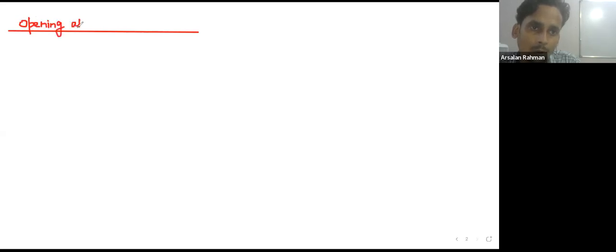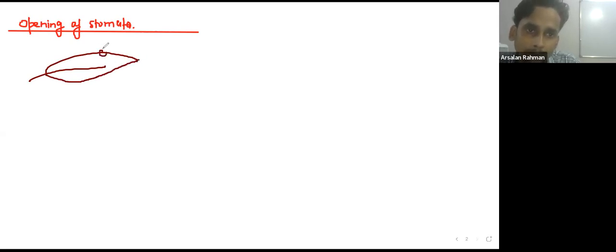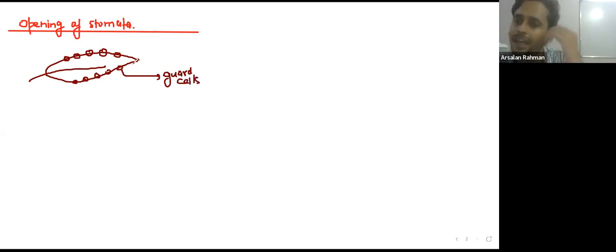Opening of stomata. We first try to understand how stomata looks. Suppose this is a leaf. Here on the edge of the leaf, there are guard cells. Where, beta? On the edge of the leaf.